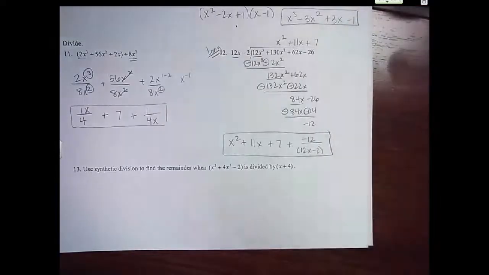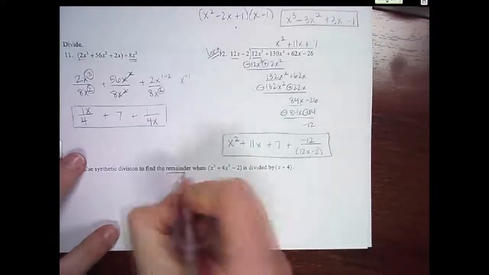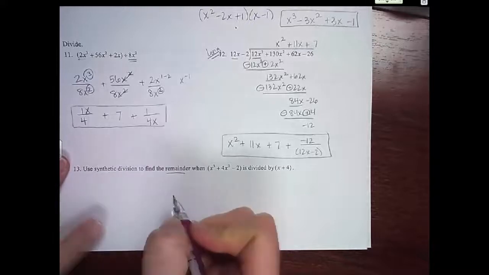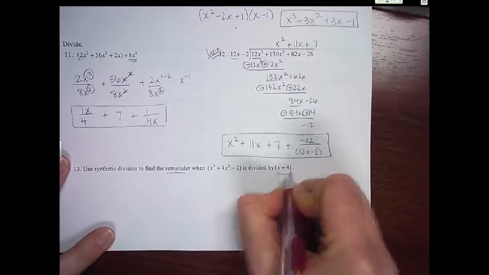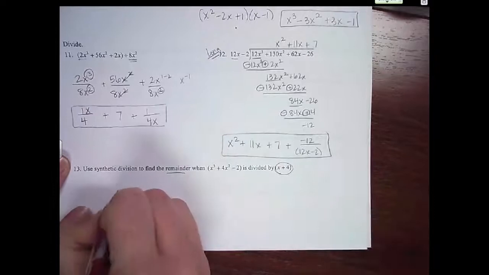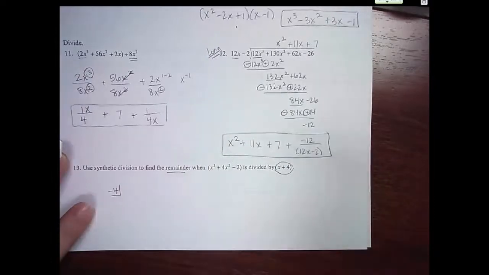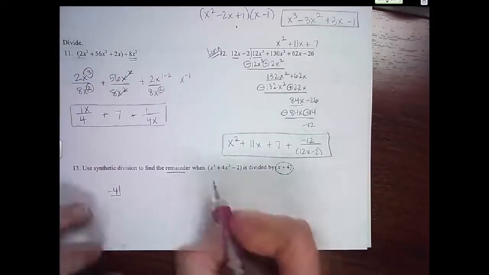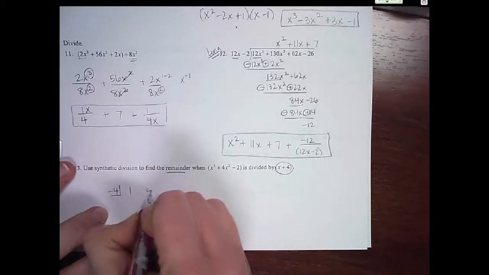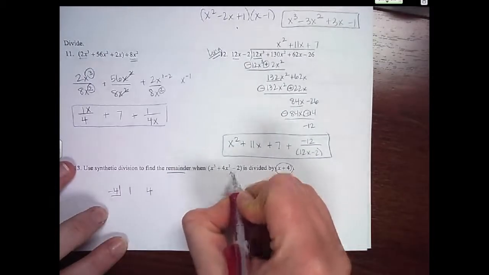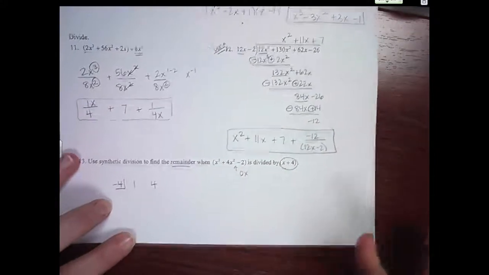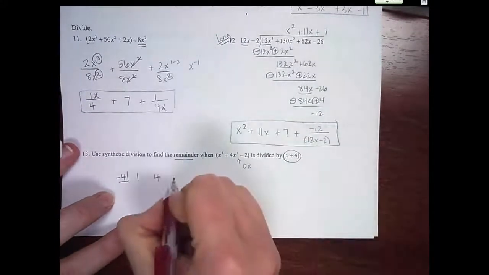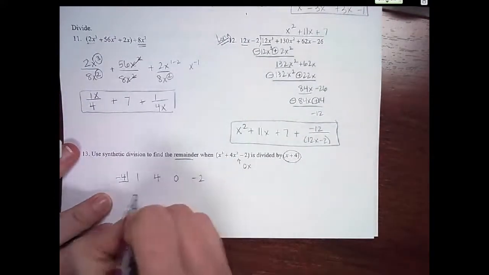Okay, number 13, use synthetic division to find the remainder. Now you can use long division here if you want, or synthetic, it doesn't matter. I'm going to use synthetic division. Don't forget you have to do the opposite sign here. So I'm going to put negative 4 in the box. And then my coefficients, 1, 4. Now be careful here because it's missing the 0x term. And I know some of you missed that on your test. So then I'll put in 0 and then negative 2.